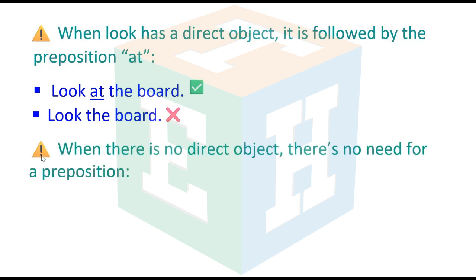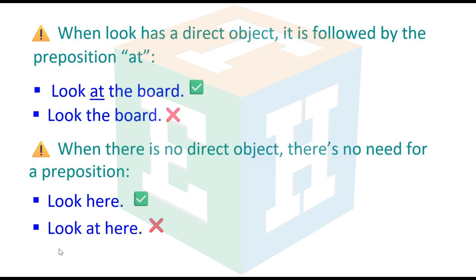When there is no direct object, there's no need for a preposition. Look here. This is correct. Look at here. This is wrong.